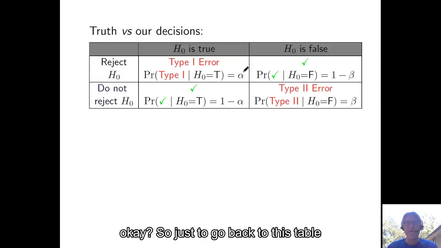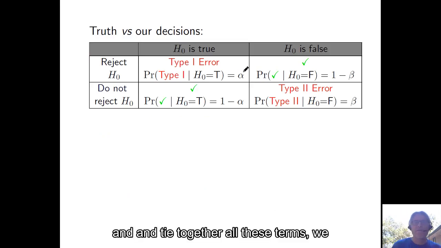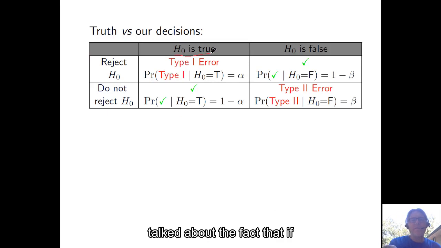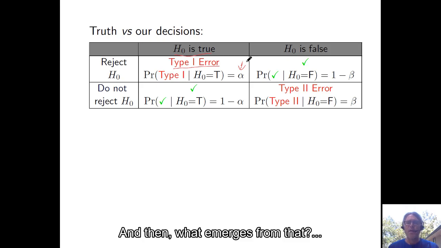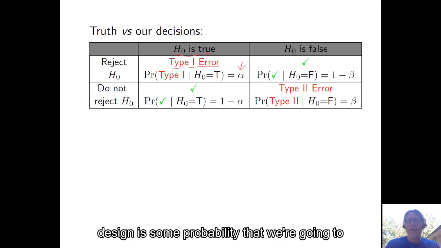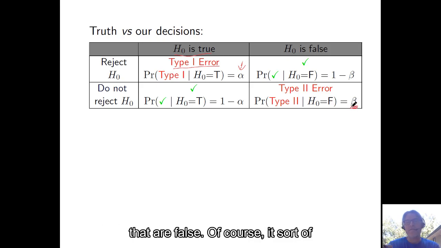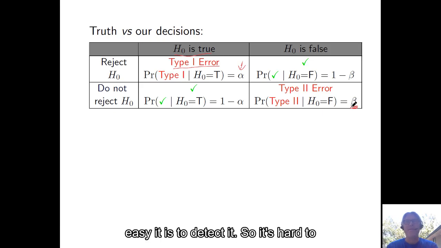Okay, so just to go back to this table and tie together all these terms, we talked about the fact that if the null hypothesis is true and we reject it, we've made a type 1 error. We can control the maximum type 1 error rate by controlling alpha. We get to set that. And then what emerges from the power of our design is some probability that we're going to fail to reject null hypotheses that are false. Of course, it sort of depends on how wrong the null is, how easy it is to detect it.